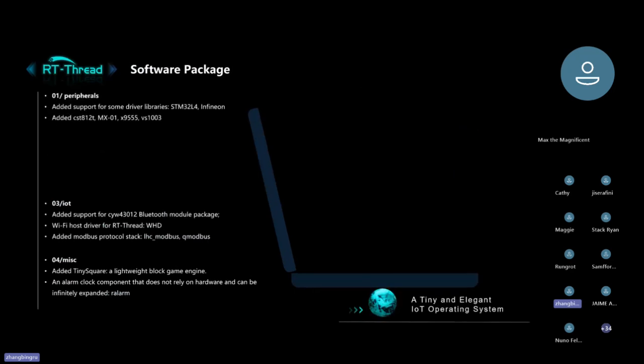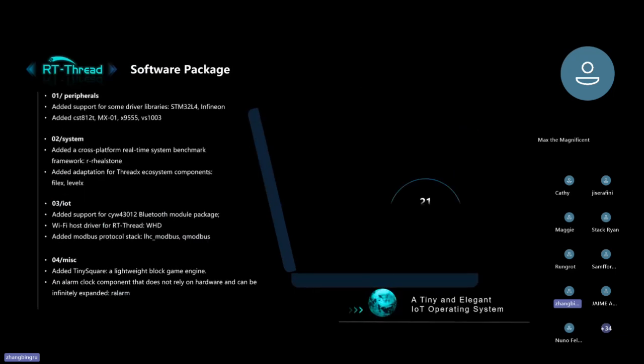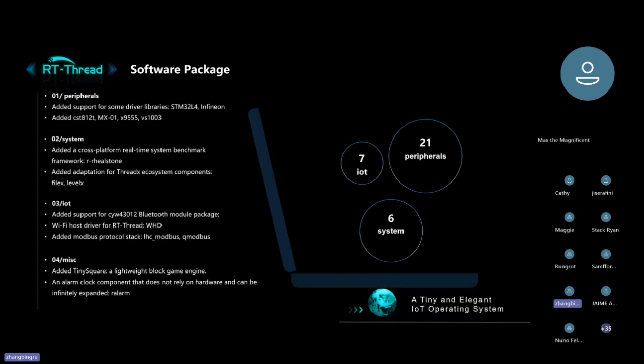Now let's look at the package part. With the release of RT Thread, our packages have also undergone many updates. The total number of packages has now reached 690. First, let's look at the peripheral part. In the new version, the STM32 and Infineon HAL libraries have been separated from the mainline. This has greatly reduced the size of the repository.